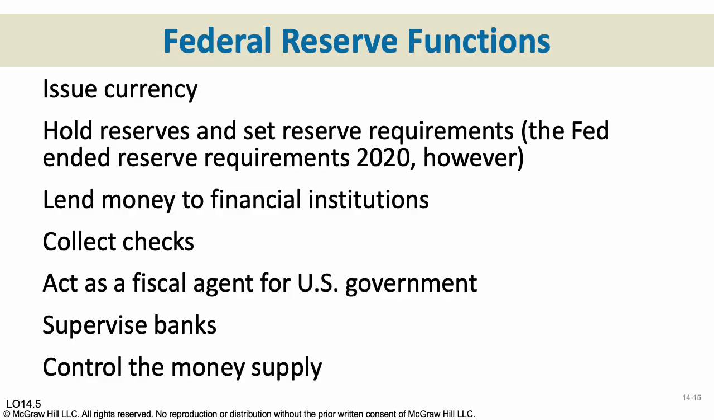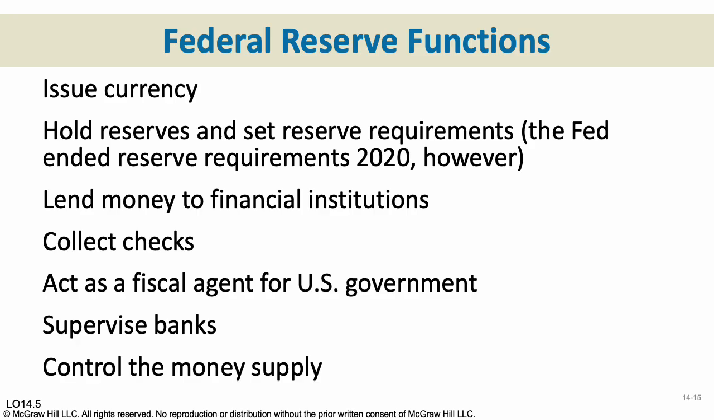So what can the Federal Reserve do? First off, it issues currency. The money in our pocket states that they are Federal Reserve notes. They hold bank reserves and set reserve requirements. In 2020, however, they ended reserve requirements during COVID. But reserve requirements are basically how much money a bank needs to hold of their deposits in reserve to make sure the bank is stable.